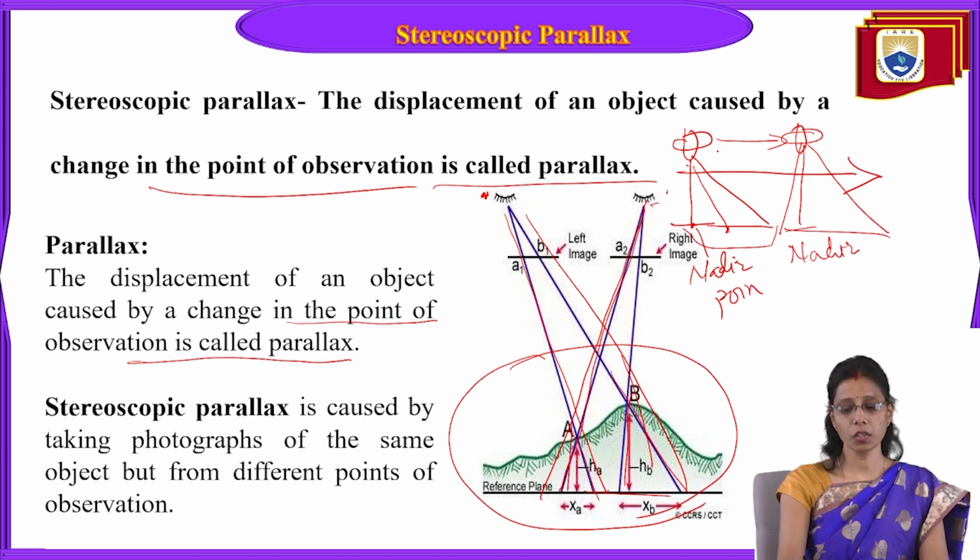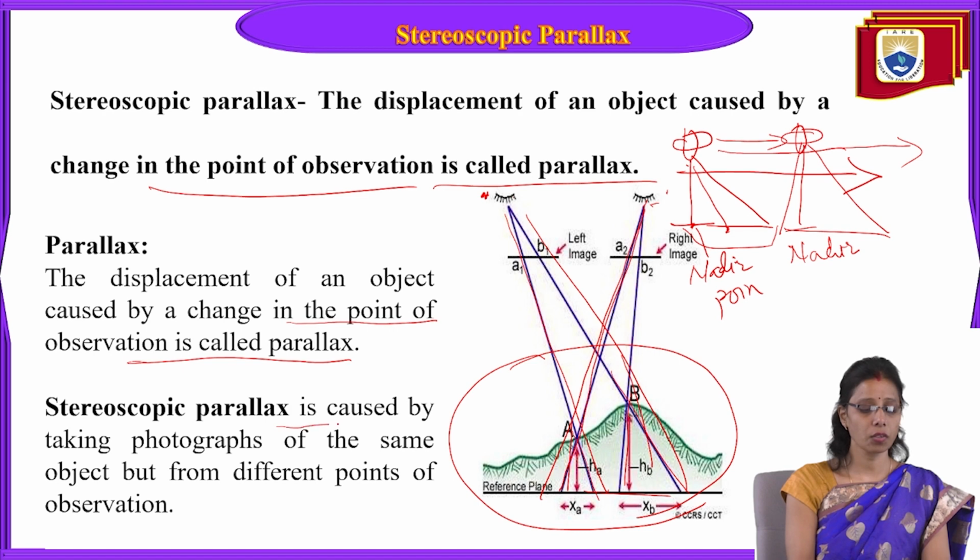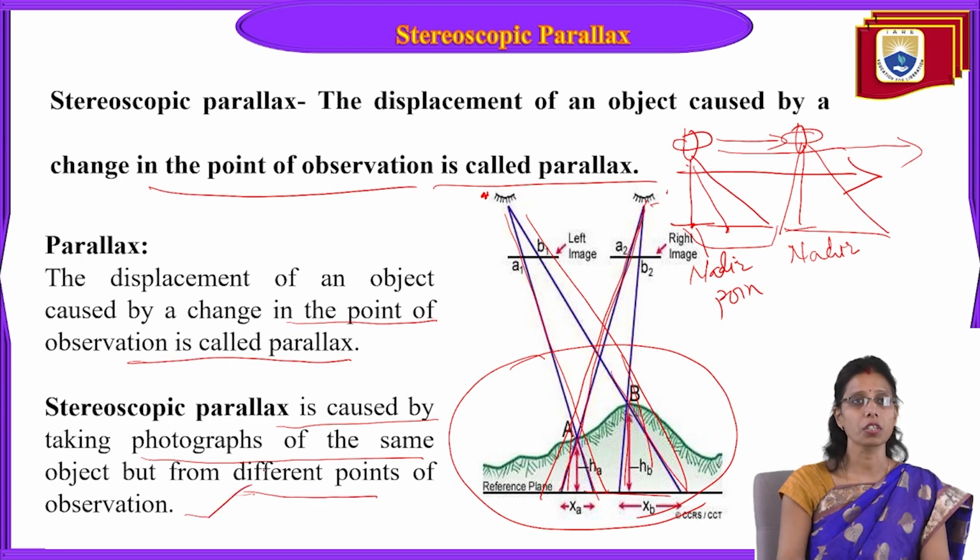So the point of observation always changes when the flight moves in a direction and changes the position from where it is clicking the photo. Wherever it clicks the photo, the point of observation changes and the displacement occurs. So the higher the object, if the object has more height, the more the displacement will take place. Stereoscopic parallax is caused by taking photographs of the same object but from different points of observation. This is called stereoscopic parallax.